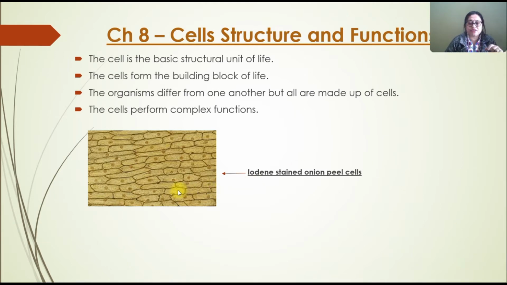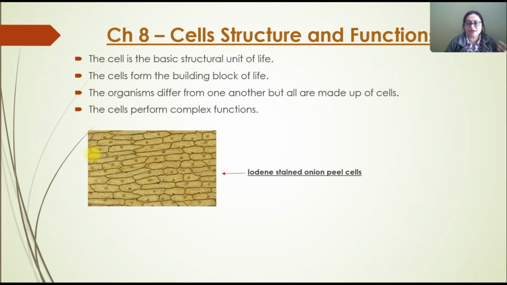As you can see in this picture, there are small cells in this, and they look like blocks. This is the picture of iodine stained onion peel cells. We've peeled an onion and observed it. We put iodine dye on it and observed it under a simple microscope. So it is looking like bricks. When a building is made, bricks are placed to make the building. So these cells are also placed like this, like a brick. So that is why we call the cell building blocks of life.